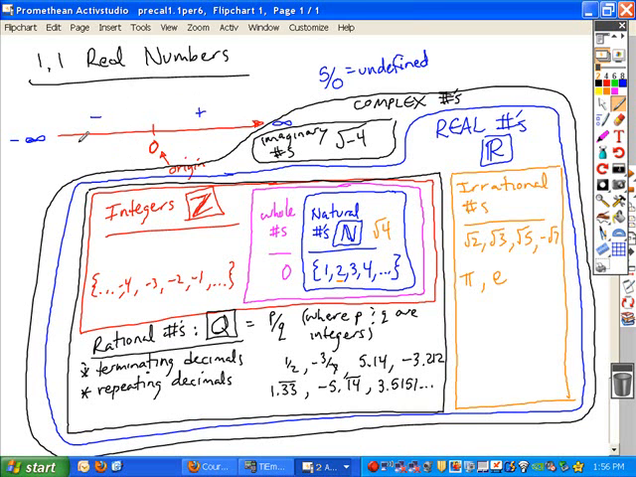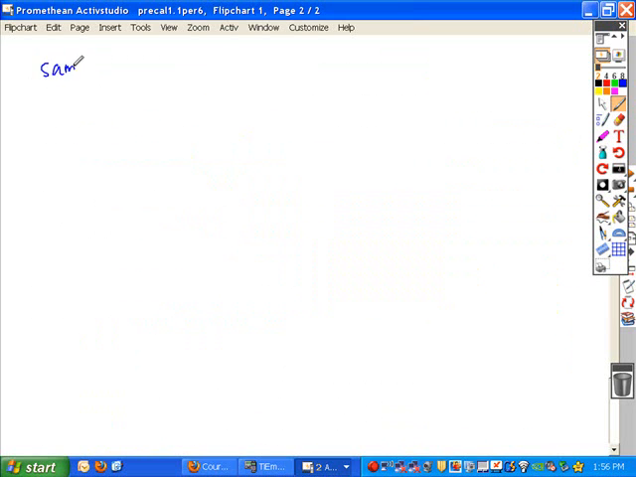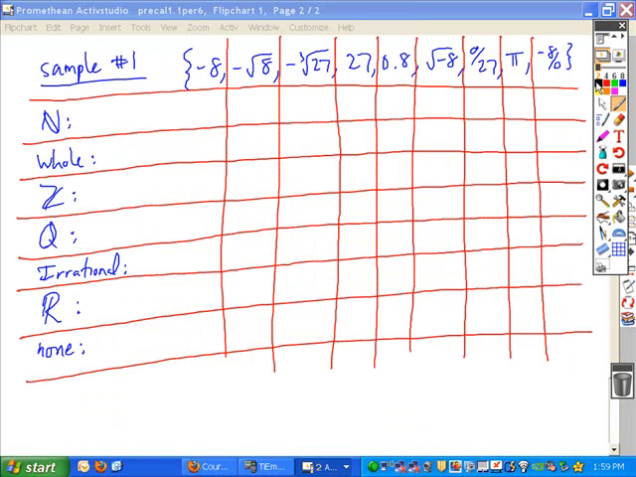What I'd like you to do is, in sample problem 1 on page 2 of the precal portion, I want you to see if you can classify each of those numbers from that given set. I'll write the set here. You'll probably notice a form of a number that you might not be familiar with. Right here, this cube root.